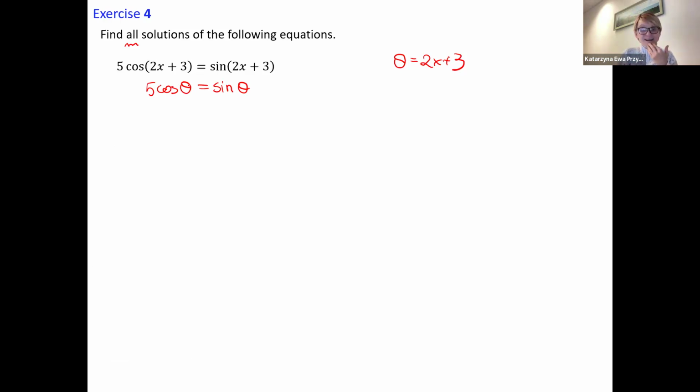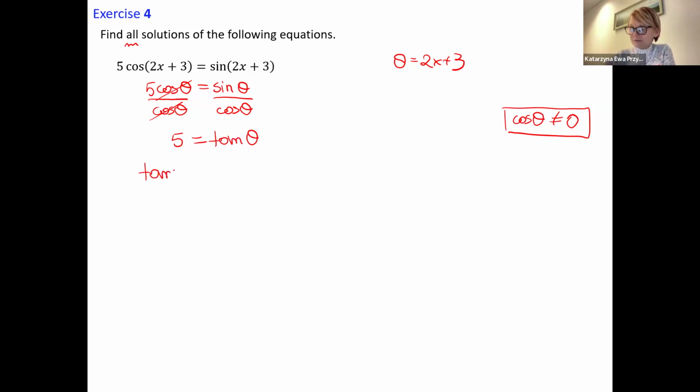How can we maybe rewrite it? What about if we divide both sides by cosine theta? Of course, we have to be careful with the domain. We remember we are not allowed to divide by 0. That means cosine theta is not 0, just for now. We will exclude this really quickly, but let's put it because we're doing this mathematical operation. Then we will have 5 equals, and what is sine theta over cosine theta? It is tangent theta.